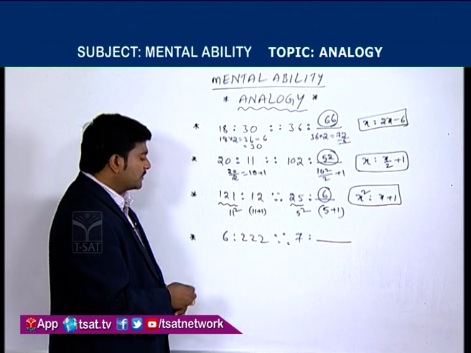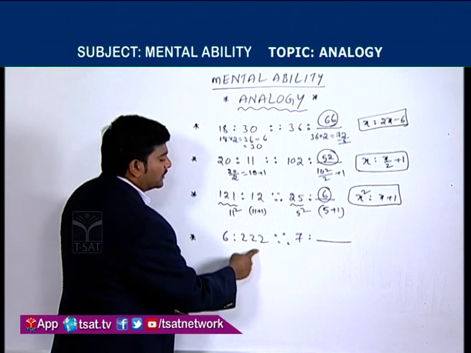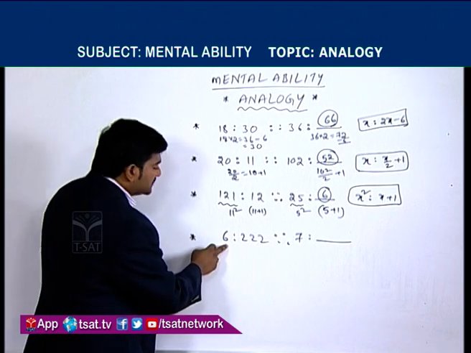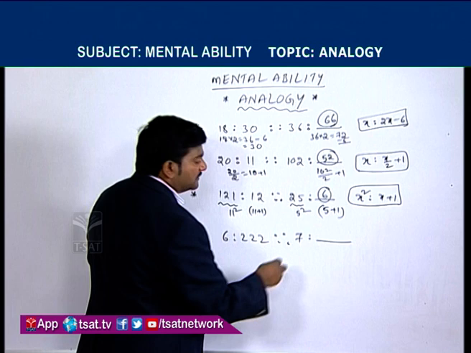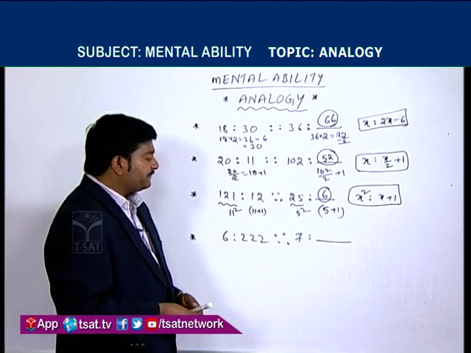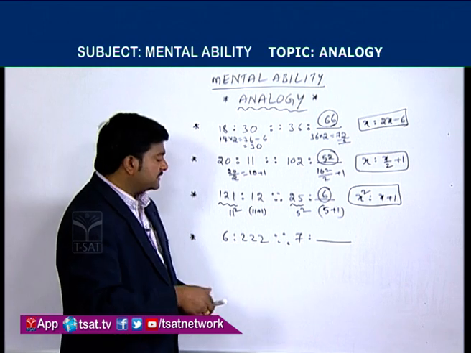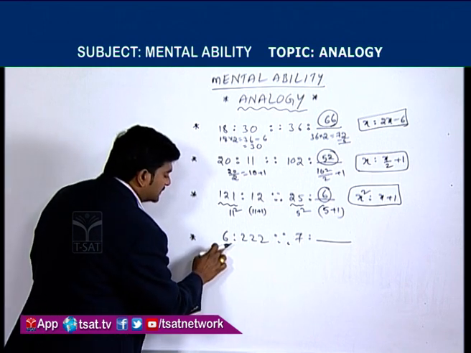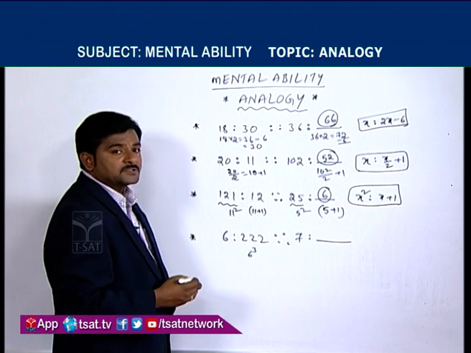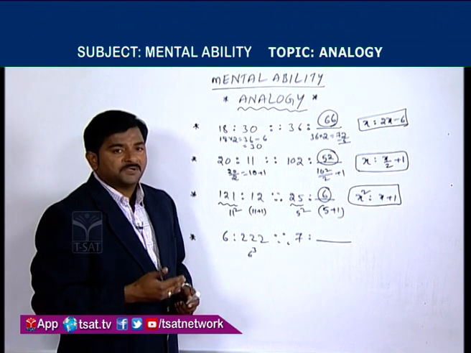So similarly, now observe this. 6 is to 222, 7 is to dash. There are two possibilities. You can say 6 becomes 7, that's why 222 becomes 223. You may think in that way also. It's not wrong, but ultimately it depends on the given options. But in general, how will you think here? Suppose this is 6. 6 means 6 cube. 6 cube value is how much we know? 216. You must be aware of cubes.